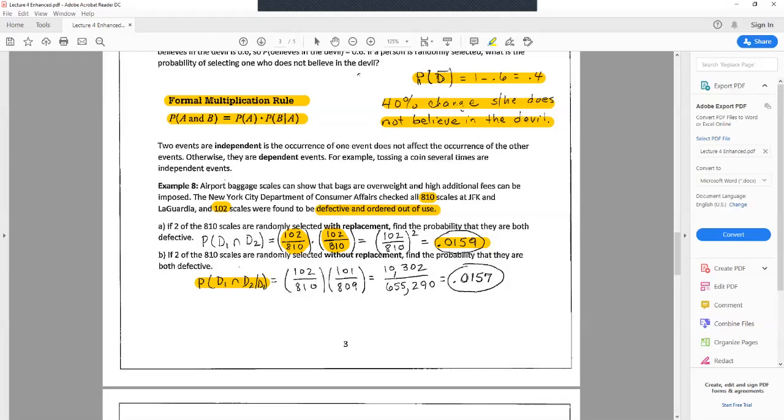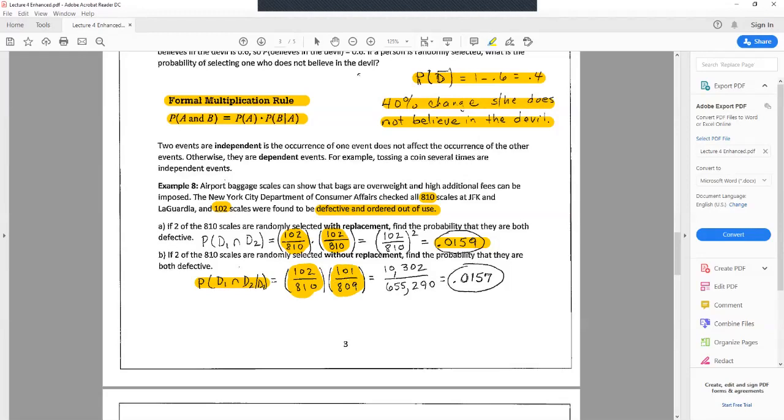So the first time you reach in and randomly choose a scale, there are 102 out of 810 that are defective. And since you're going to keep that defective scale out, when you reach in a second time and randomly choose a scale, there are only 101 defective scales out of 809. So why 809?